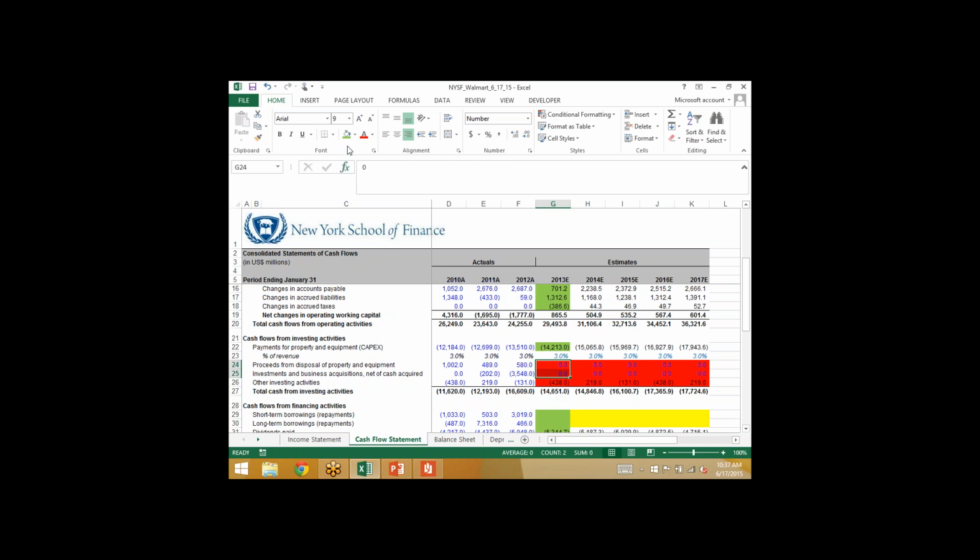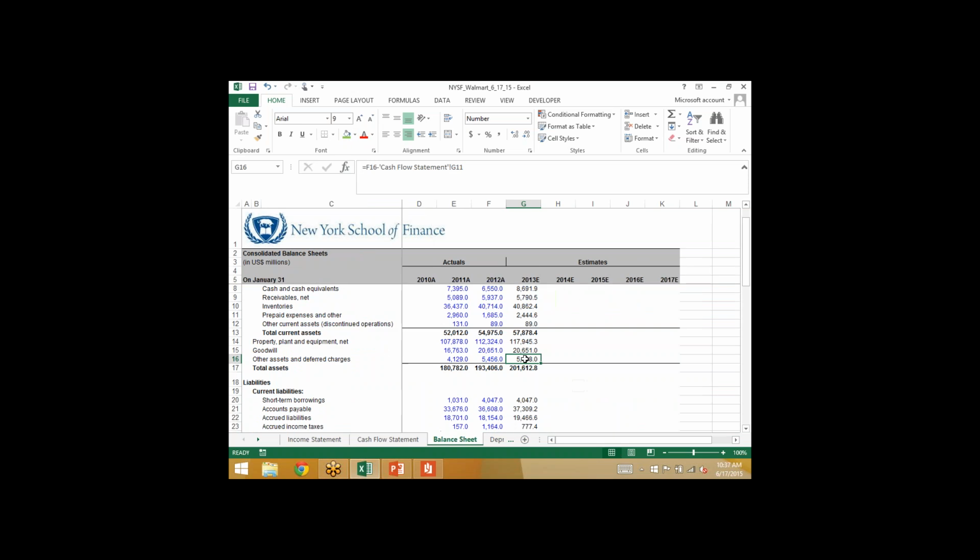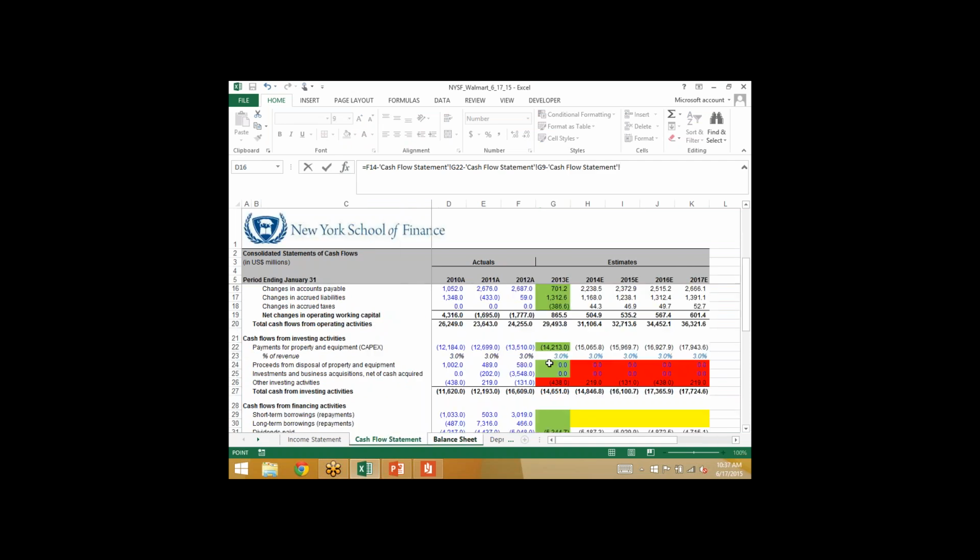So these two line items, let's link into PP&E. So we're going to append our PP&E formula to, we're going to tack onto this minus cash flow statement, disposing property, minus investing in businesses, minus.